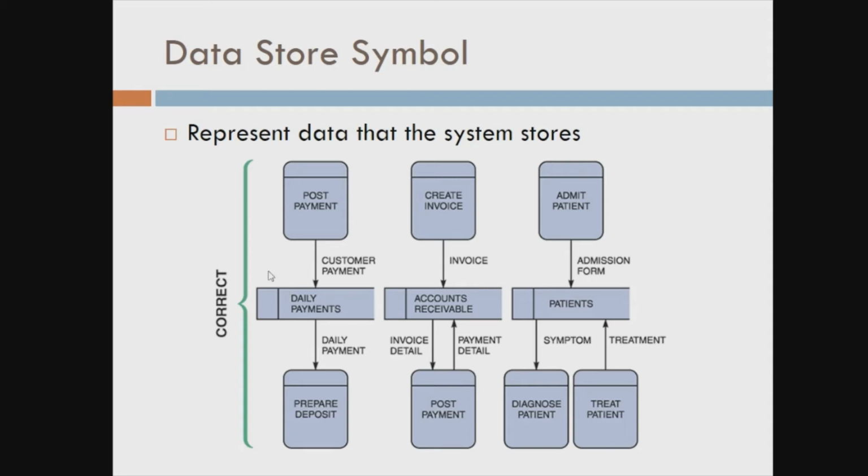The next part is about the data store symbol. For the data store symbol, we have the rectangle with one line here. The data store represents the data that is being stored in your system or in the database. So these are the correct ways to use the data store. We have one process that generates the output, and the output will be stored in the data store. Then we have the process prepare deposit, which takes the input data from the data store.